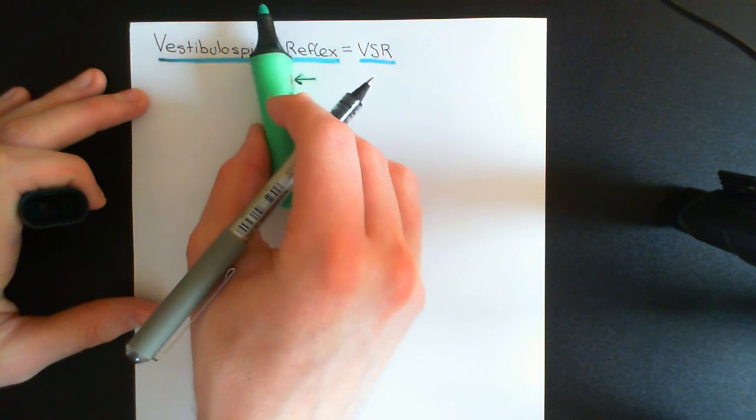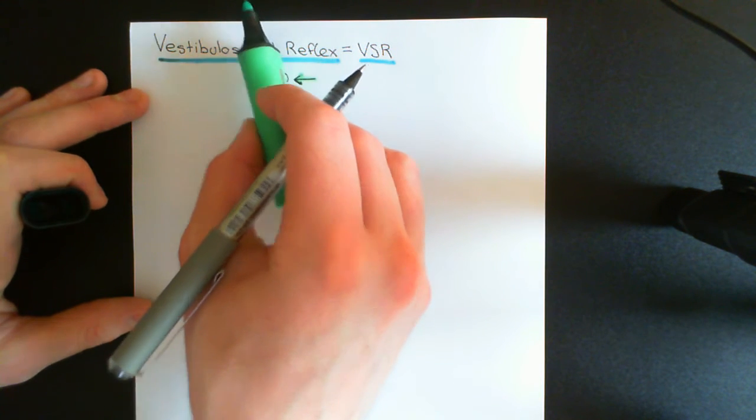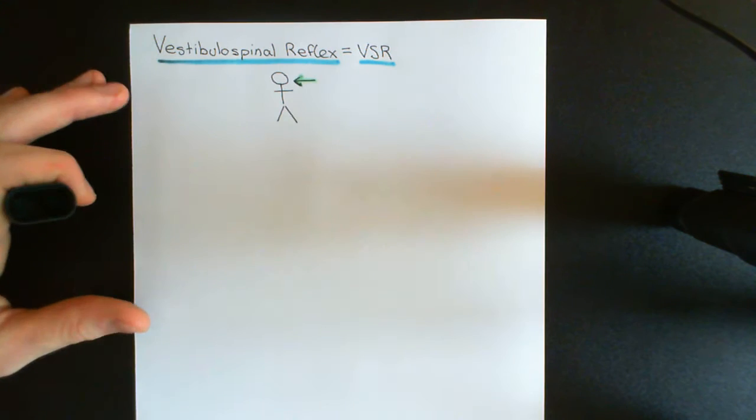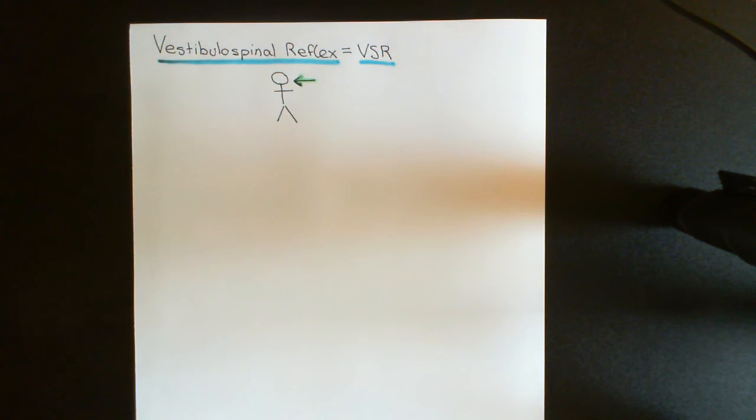So he's going to deviate over to the side, and what the vestibulospinal reflex is all about is trying to prevent you from actually falling over when that happens, because you are at risk now of falling over. So what is actually going to happen to try and stabilize the standing position? We are going to increase the muscle tone to a whole bunch of anti-gravity muscles.